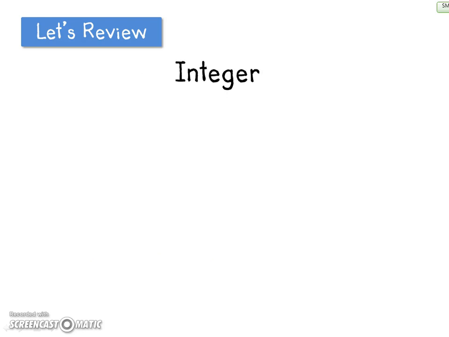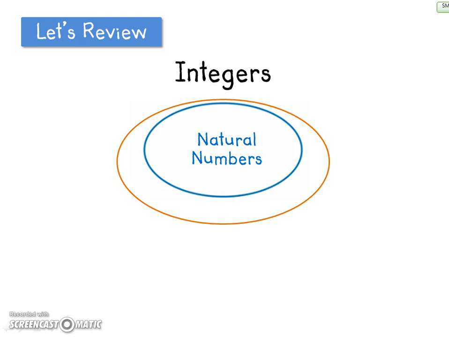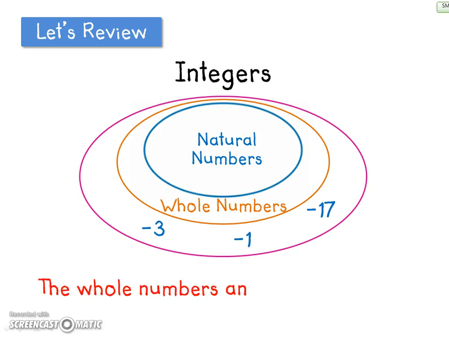Next are integers. Some examples of integers are 3 and 17, which we know are natural numbers. 0 is also an integer, which means the whole numbers are integers. We can also include numbers like -17, -3, and -1. Notice there are no fractions or decimals in our Venn diagram yet. We can define the integers as the whole numbers and their opposites.